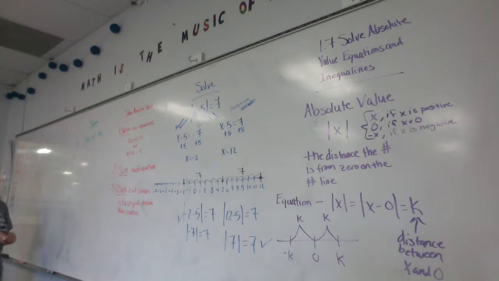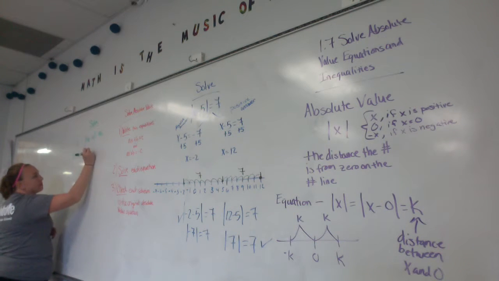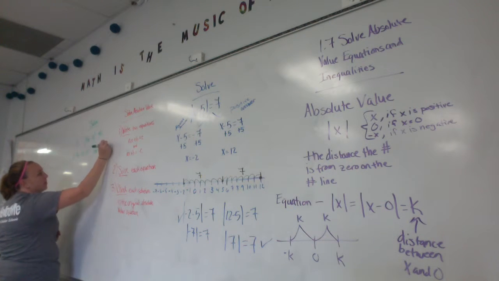5x minus 10 equals 45, and 5x minus 10 equals negative 45. Oops, I said negative and didn't write negative. There we go. Negative 45.